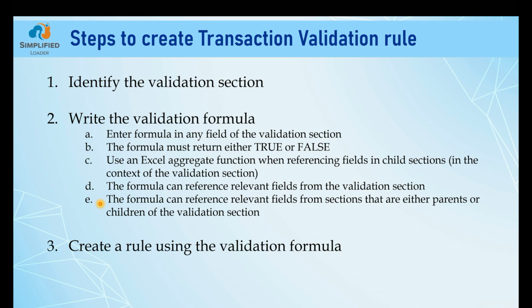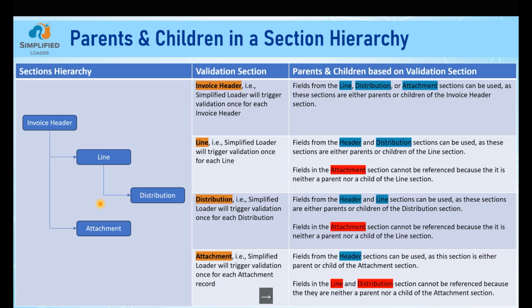To explain valid parent and child sections, I will bring up another slide. The first example on the slide considers the invoice header as the validation section. In this case, relevant fields from child sections like line, distribution, or attachments can be used in the formula. In the second example, we consider the line section as the validation section. In this case, you can only use relevant fields from the invoice header and distribution sections.